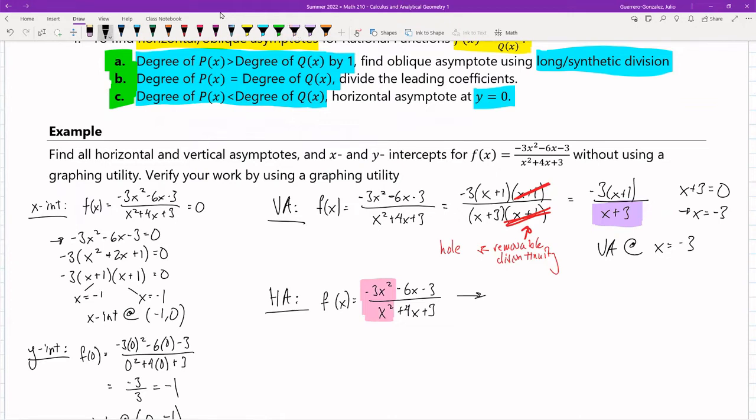So then that meant it was going to be negative 3x squared over x squared. The x squared here and the x squared here canceled. So then therefore, according to our rule from pre-calc, y equals -3 was going to be our horizontal asymptote. So therefore, horizontal asymptote at y equals -3.